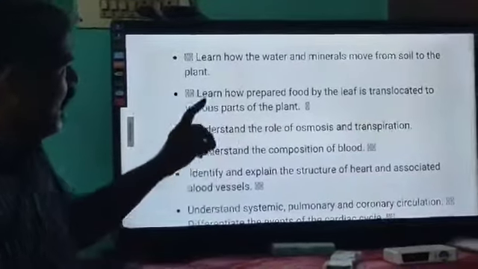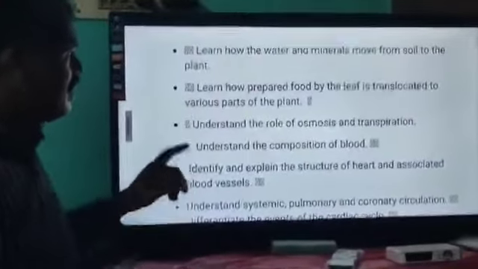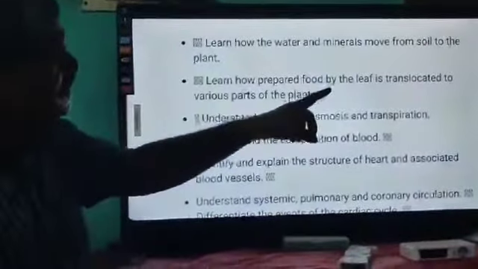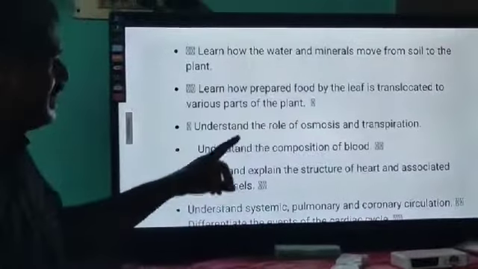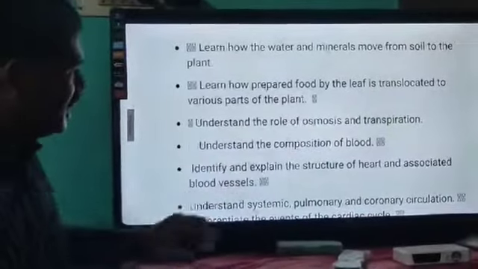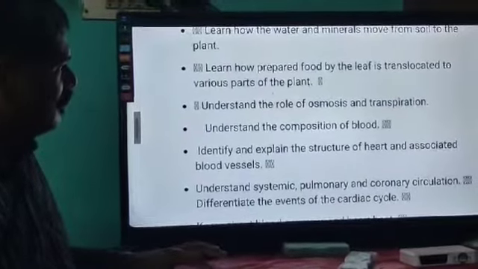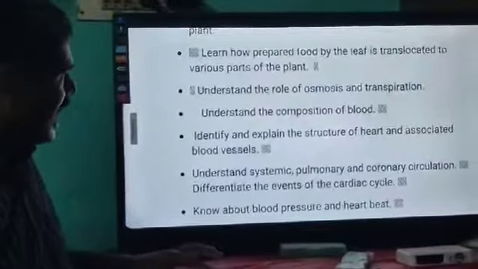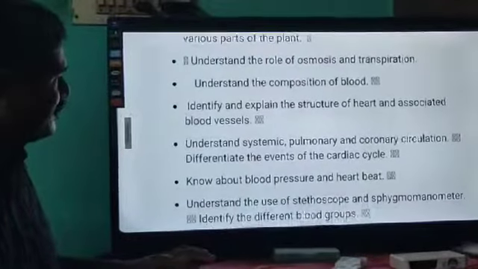Learn how the water and minerals move from the soil to the plants. Learn how prepared food by the leaf is translocated to the various parts of the plant. Understand the role of osmosis and transpiration. Understand the composition of blood. Identify and explain the structure of the heart and associated blood vessels.